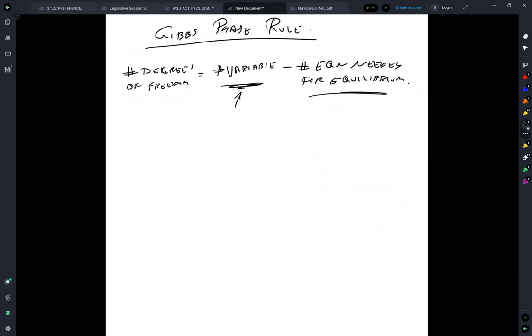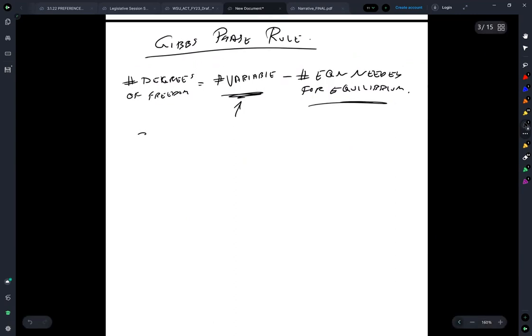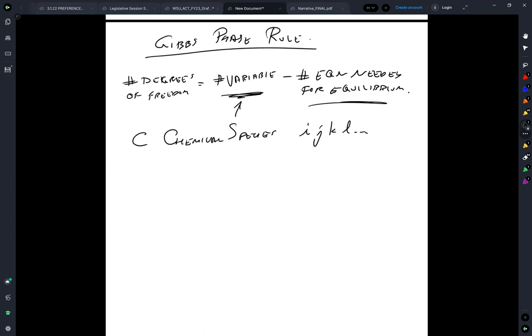So let's select some notation to use. So C is going to be the chemical species present, or chemical components. And I'll just use I, J, K, L, lowercase English letters for that. P are the phases present. And I'll use alpha, beta, gamma. I'll use lowercase Greek letters for that.